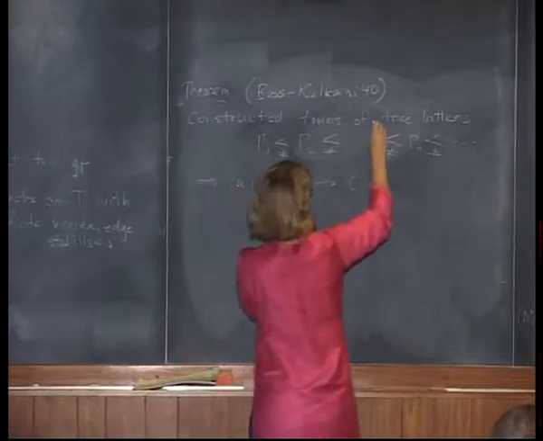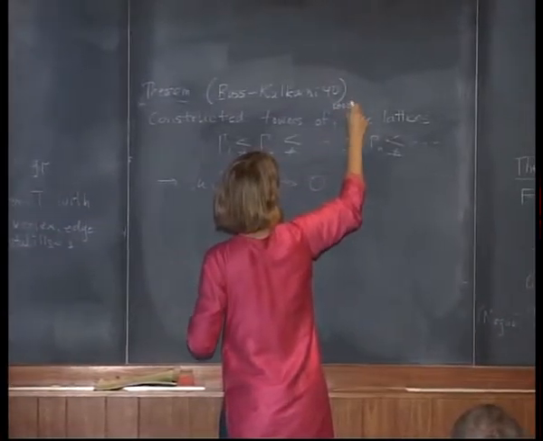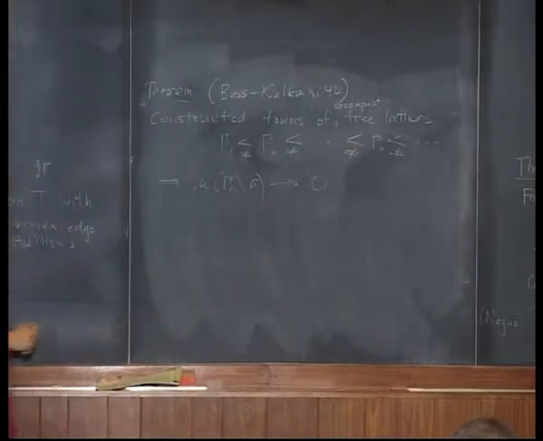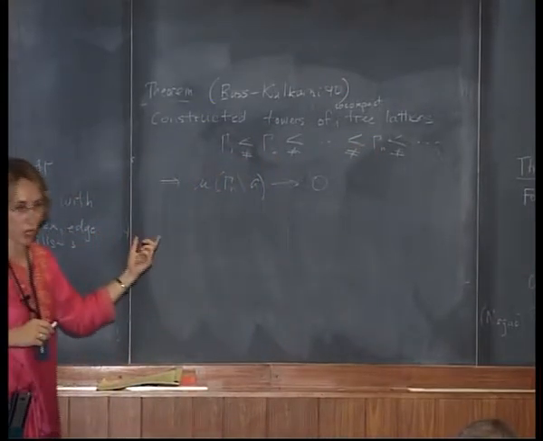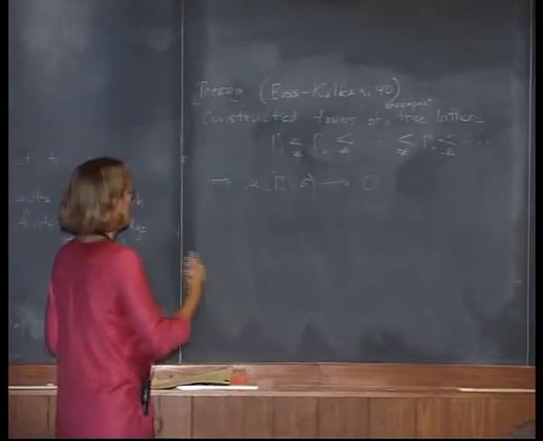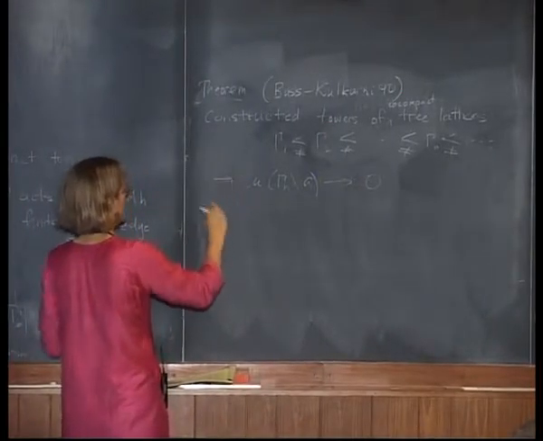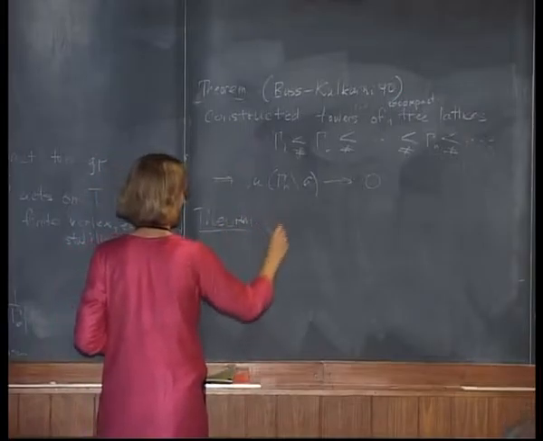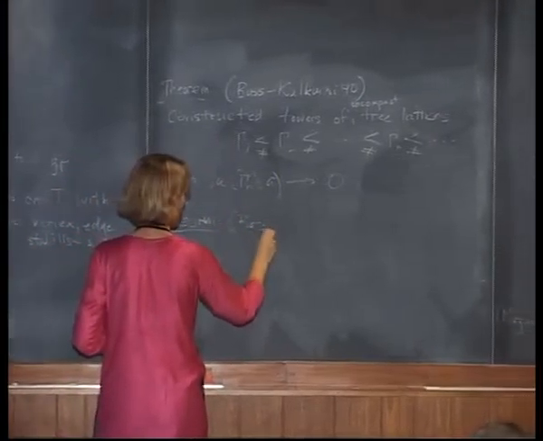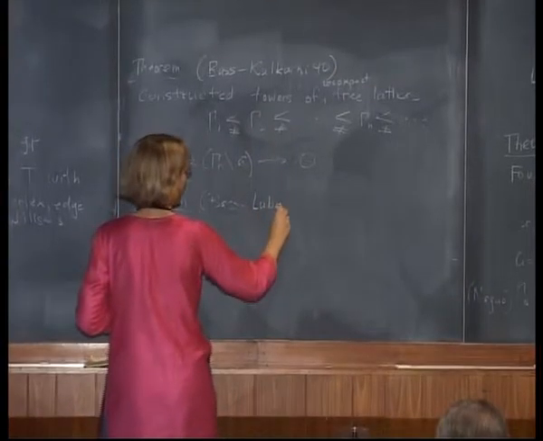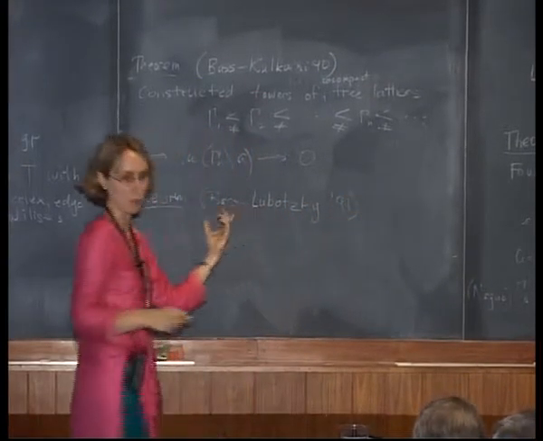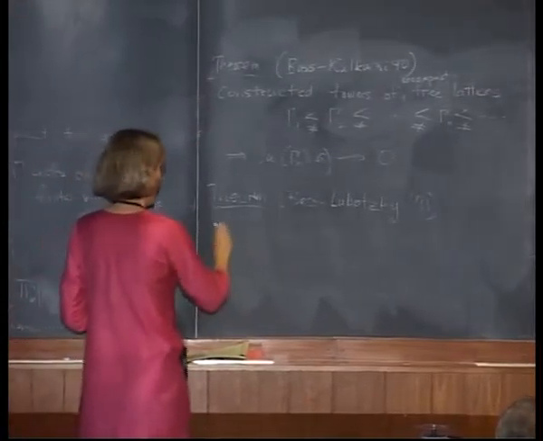So they constructed towers of co-compact tree lattices. Carbone has constructed towers of non-co-compact tree lattices. But for co-volumes, another result, this time due to Bass and Lubotzky, who wrote a book about tree lattices.